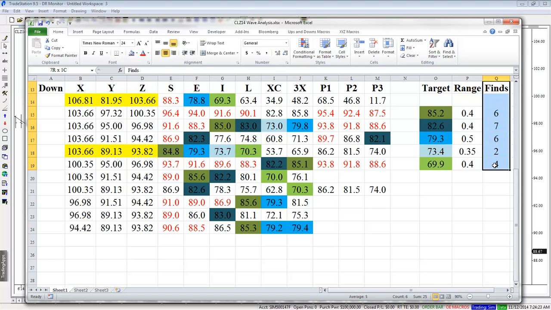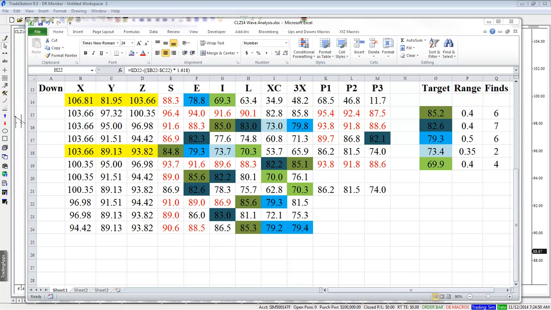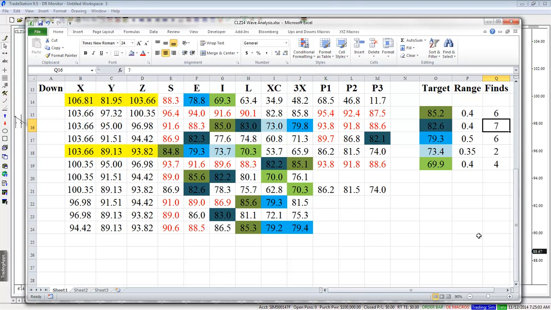So we call these fines. The fines are the number of times that a wave projection shows up in this analysis. Generally speaking, the higher the number of fines, the more important the projection. It's not always true, but generally speaking, that's true. So in this case, we have 82.60, for instance, within a plus or minus 40-cent range. It comes up 7 times, so that's going to be a very important level. So is 85.20. 79.30 we know is our key level.